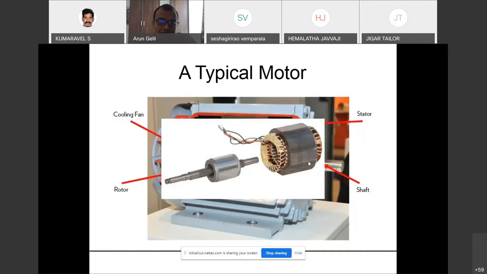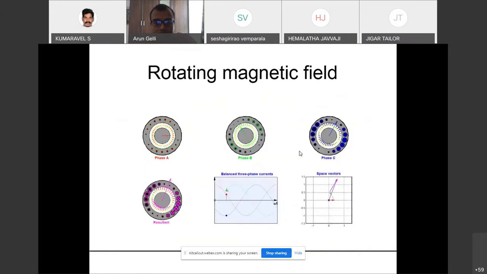If you look at the assembly, the stator will be constructed separately and the rotor will be constructed separately, and then it will be inserted into the motor. You should understand this so that you will get why the motor rotates and the rotor rotates.